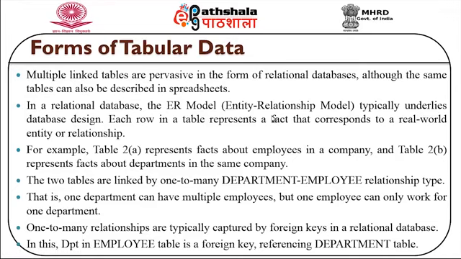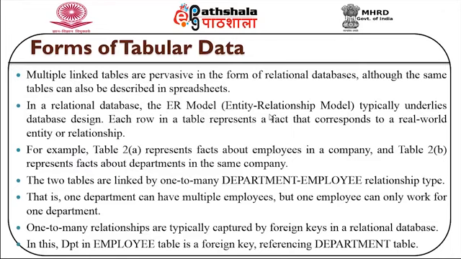Each row in a table represents a fact that corresponds to a real-world entity or relationship. For example, table 2 represents facts about employees in a company, and table 2b represents facts about departments in the same company. The two tables are linked by a one-to-many department-employee relationship type. That is, one department can have multiple employees, but one employee can only work for one particular department.